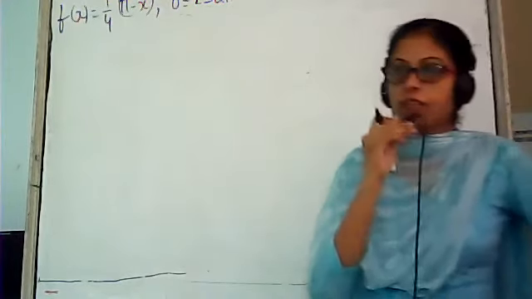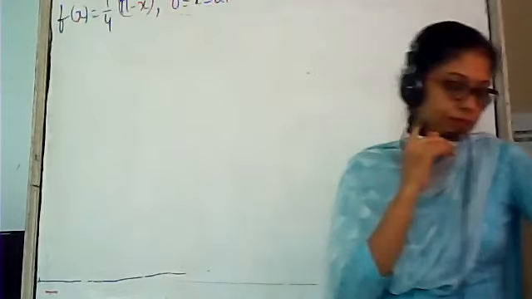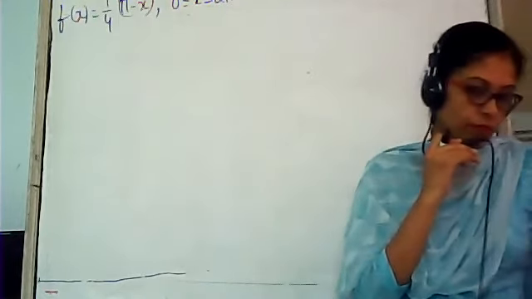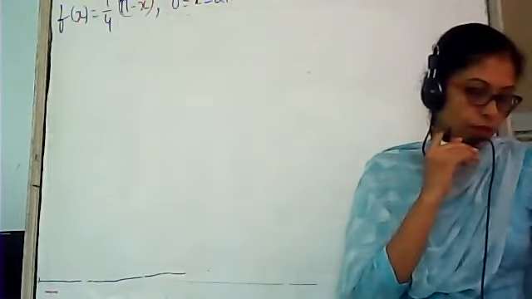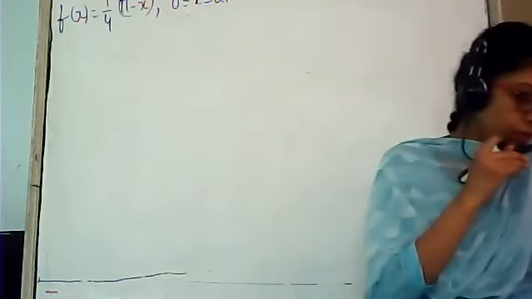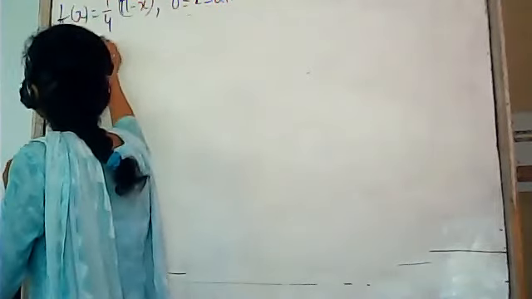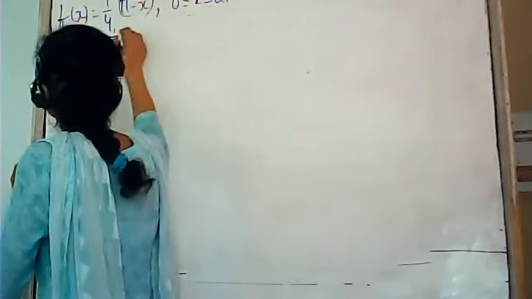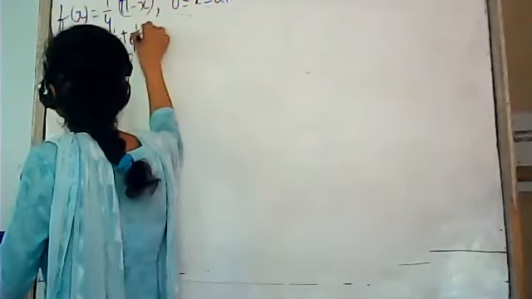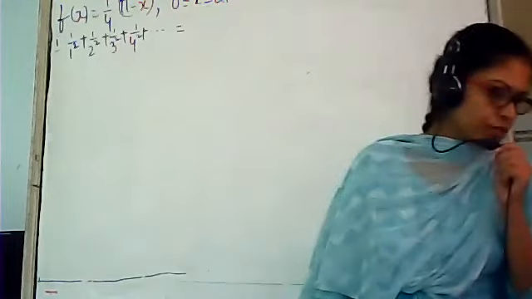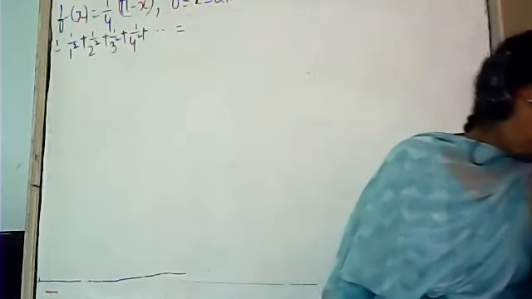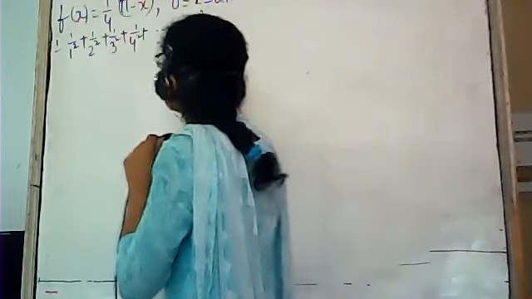Hence, obtain the following values. Number 1: 1 by 1 square plus 1 by 2 square plus 1 by 3 square plus so on up to infinity is equal to pi square divided by 6.